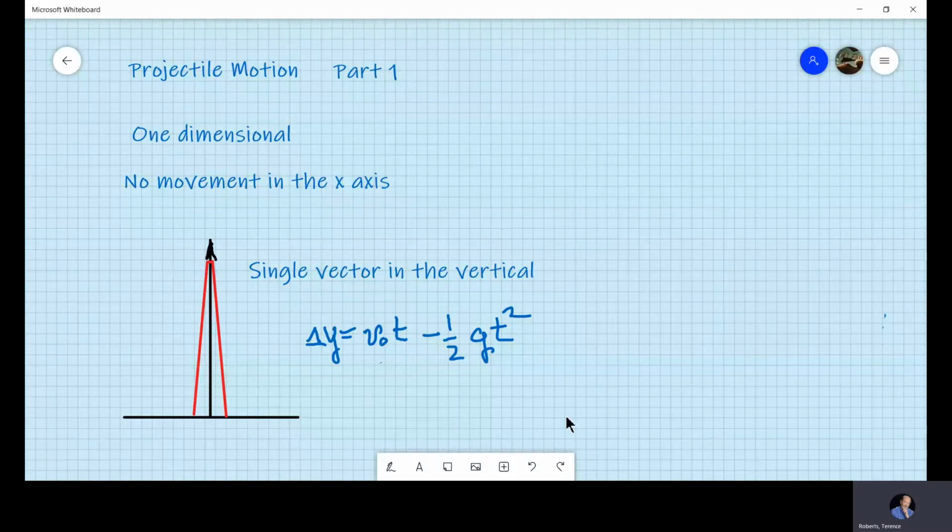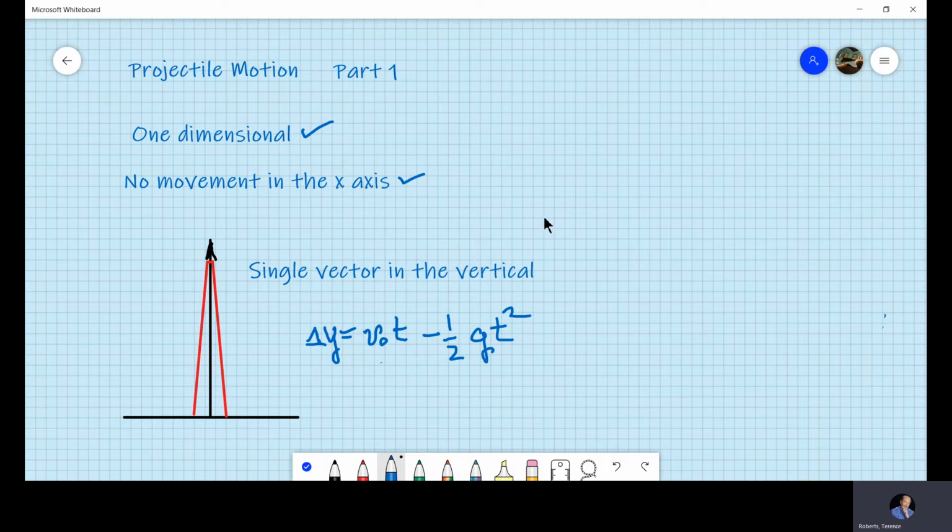Okay, projectile motion. This is projectile motion in 2 dimensions. We've already talked about projectile motion in 1 dimension, and there's only one axis that we have to worry about. That's the vertical axis. But now we're going to add the x-axis, okay?